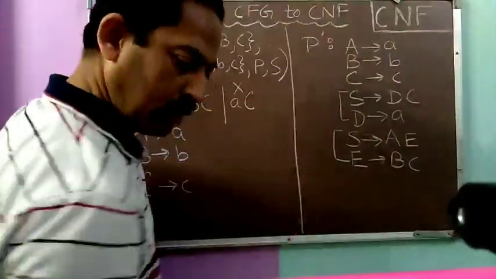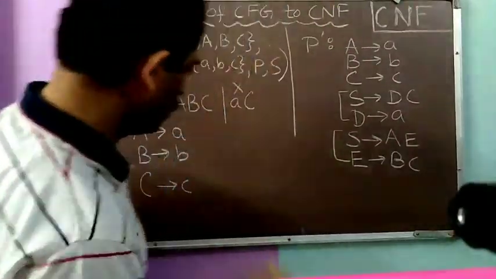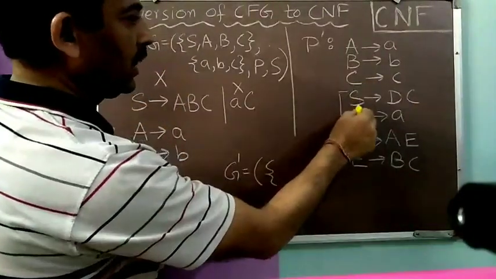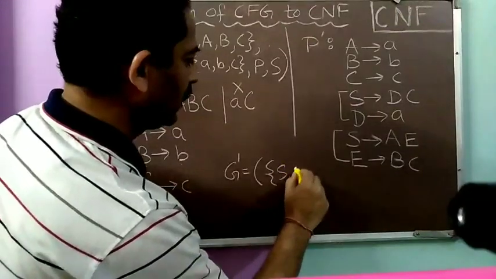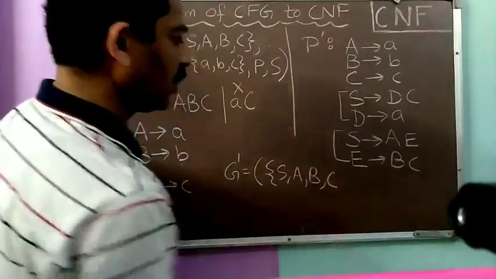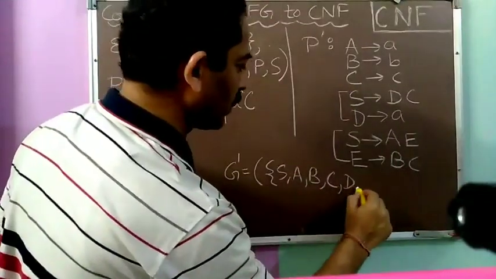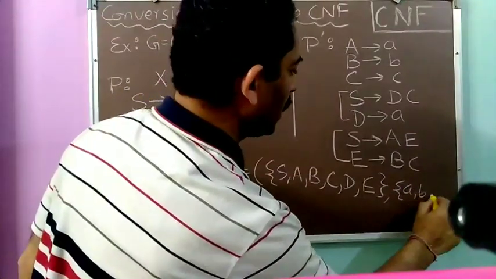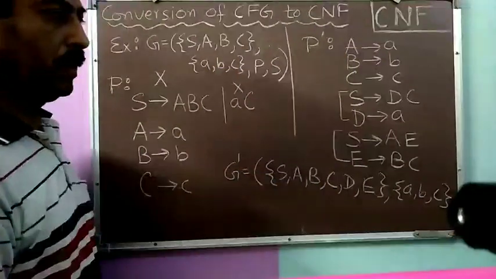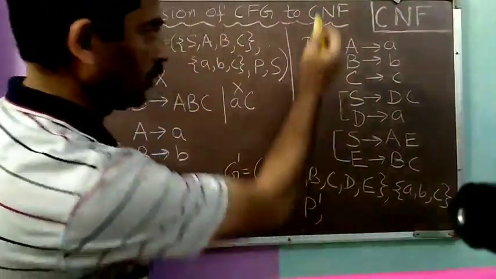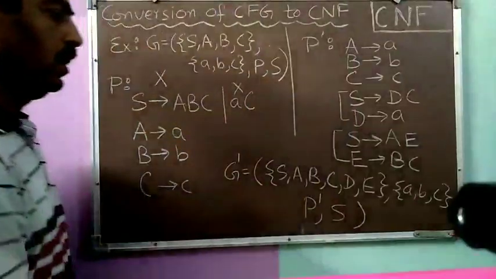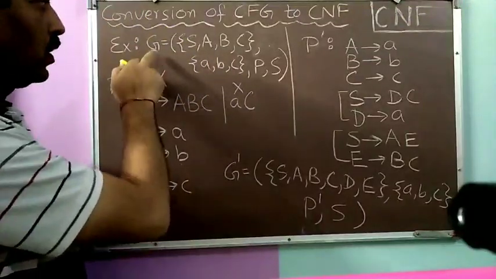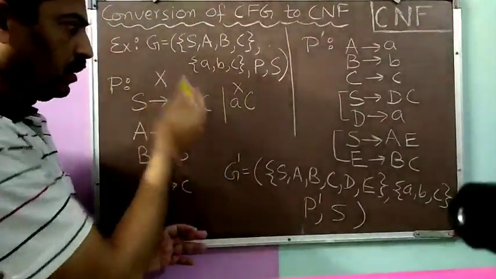Now we can write the G dash. So our G dash consists of the variables A, B, C, S, D and E. So S, A, B and C were the already present variables, and newly introduced variables are D and E. So these will be the variables, and then small a, small b and small c will be the terminals, okay, and then P dash will be the set of productions and S will be the start symbol. So this will be our grammar G dash. So we can say that it is the equivalent grammar of G, because G and G dash will be representing the same language.